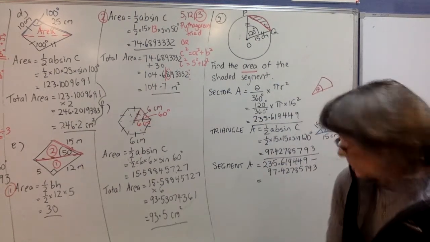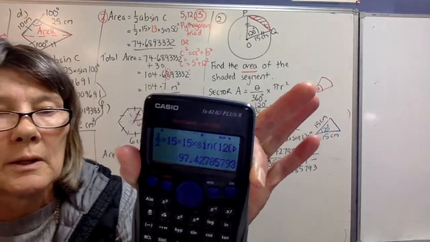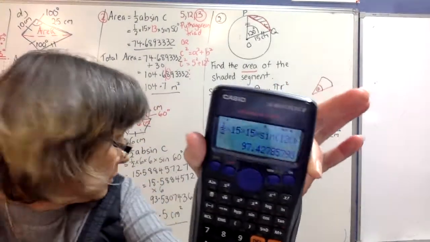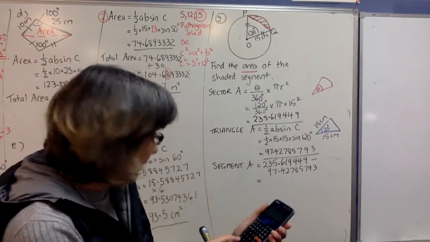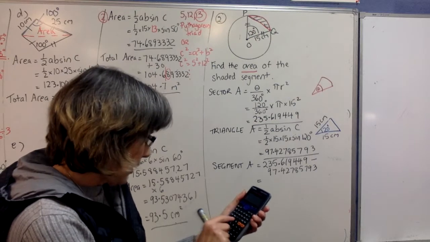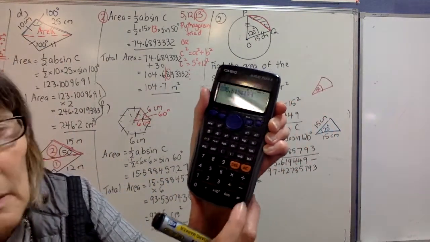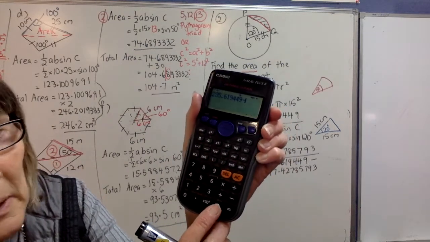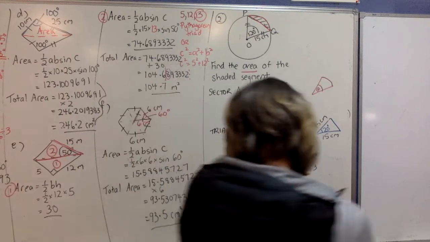So let's do that subtraction. Now I've still got that on the screen from before. So watch what I do. We want to subtract that number. So we're going to start with 235.619449. Right? Then we're going to press minus. Then we want to minus the answer we had a minute ago. Answer equals, and there it is.